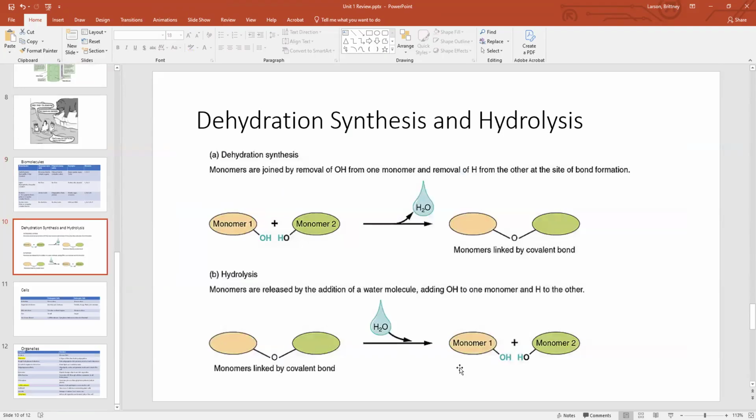Dehydration synthesis and hydrolysis. Remember that our words mean things. So dehydration means to remove water. Synthesis means to make. So dehydration synthesis is to make by removing water. And hydrolysis, lysis means to break. Hydro means water. So hydrolysis means to break by adding water. This is how we are making monomers and polymers. Our cells are doing this all of the time. You don't have to think about it, which is awesome. If you had to think about every process that happened in your cells, you'd go crazy. That's also from chapter 3.